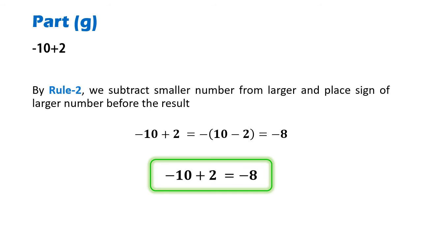Part G. -10 + 2. By rule 2, we subtract smaller number from larger and place sign of larger number before the result. So finally we have -10 + 2 equals -8.